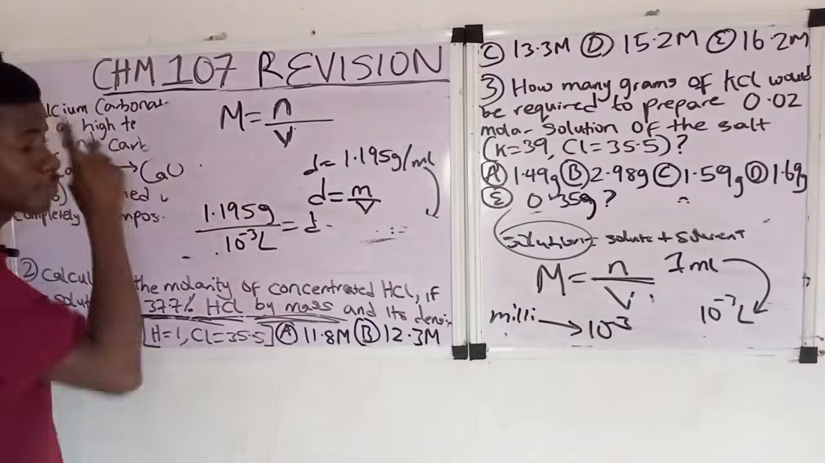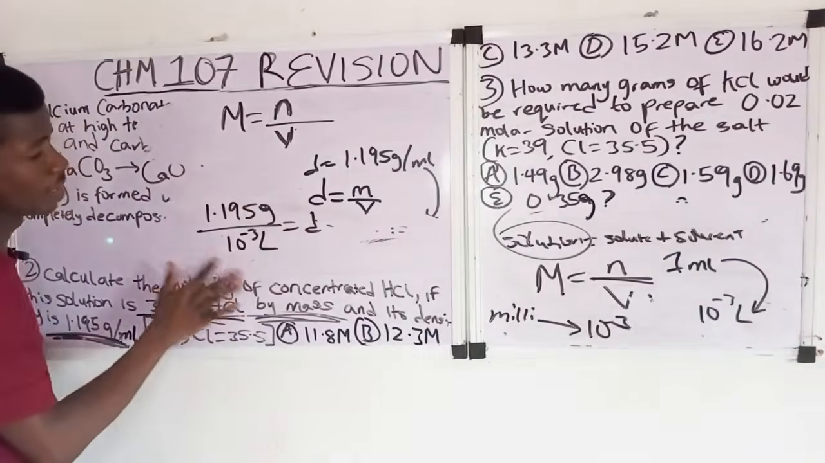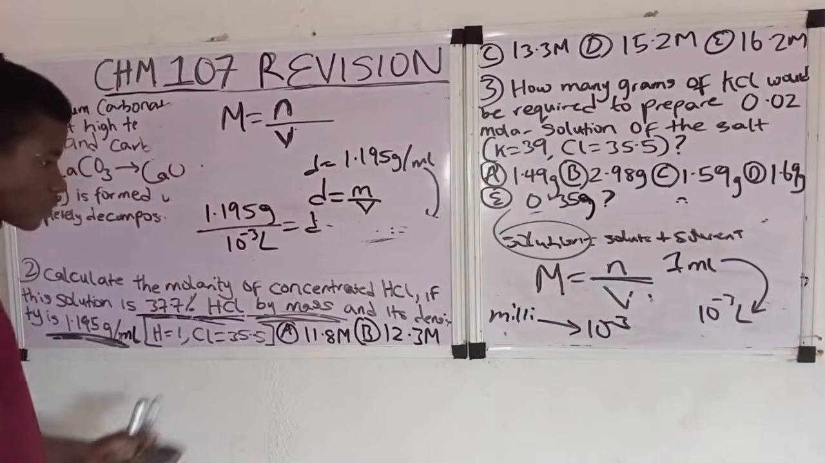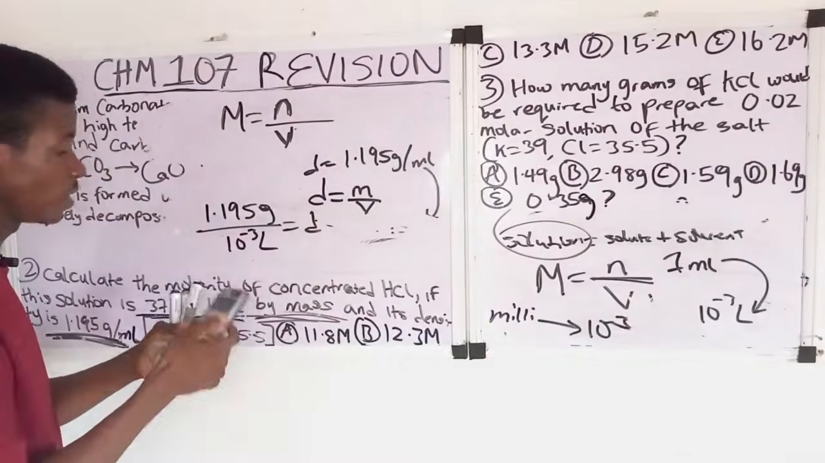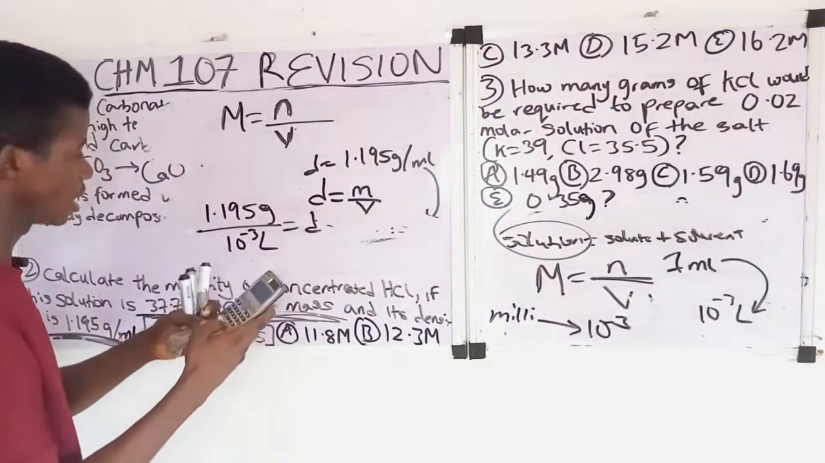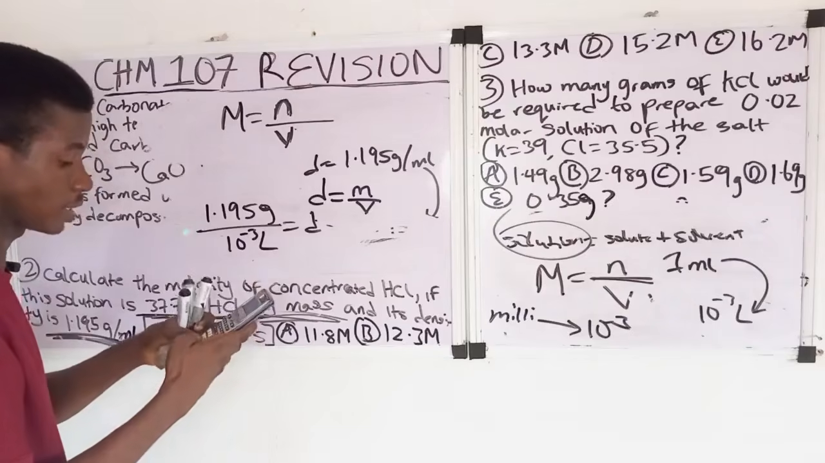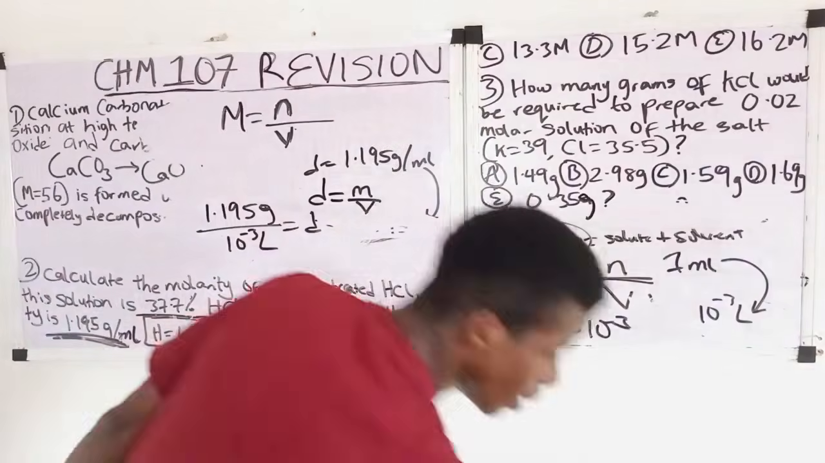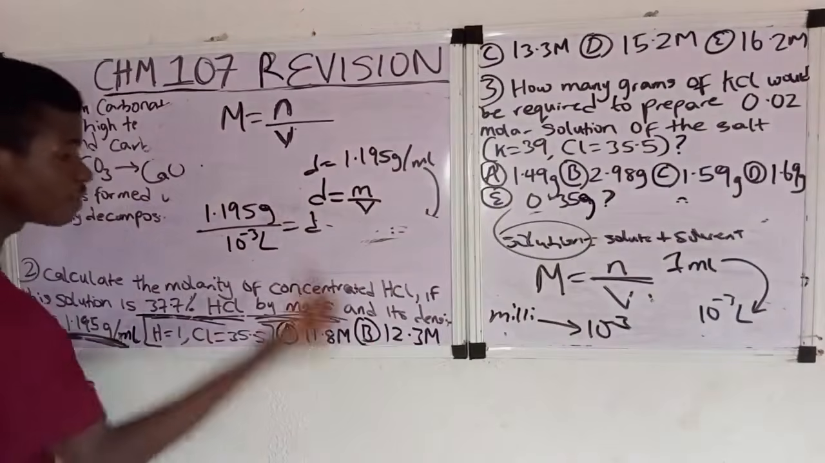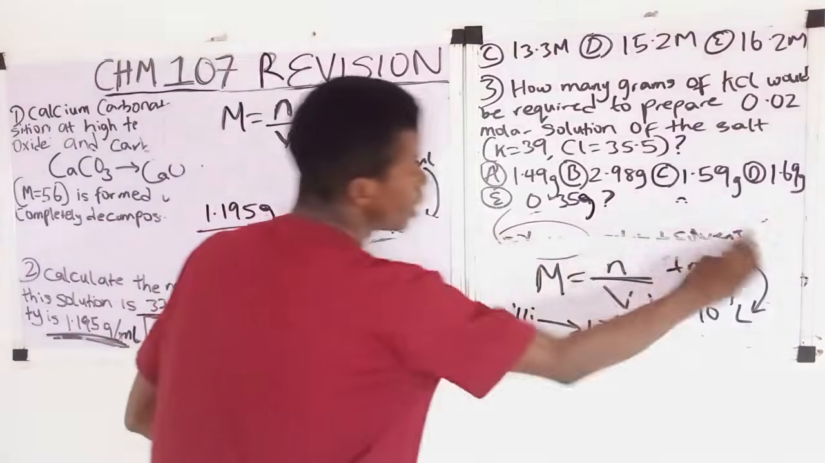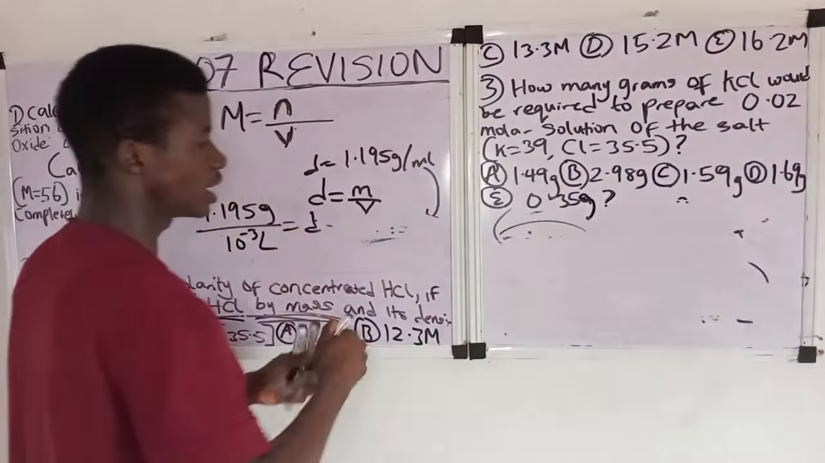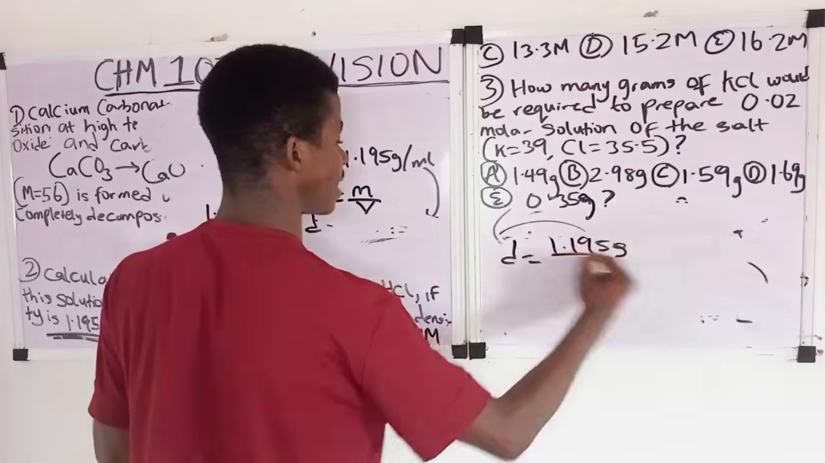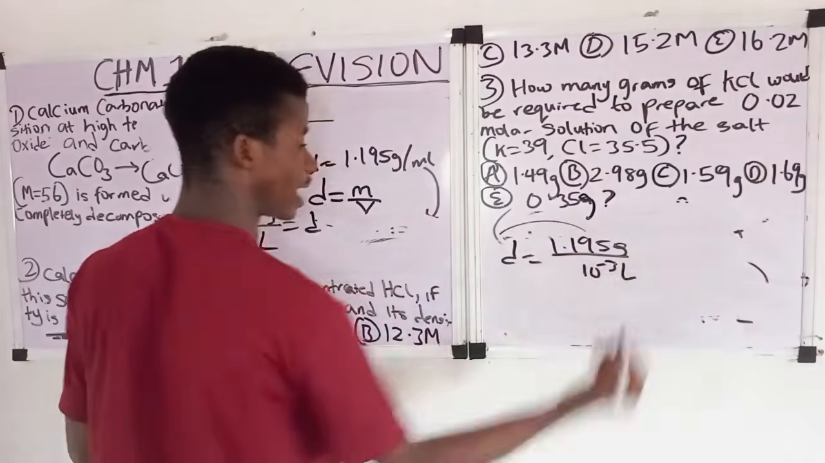No. So let's divide everything. 1.195 divided by 10 raised to the power minus 3, we will have 1195. Now to simplify everything for you, the density is 1.195 gram dividing 10 raised to the power minus 3 liter, right?